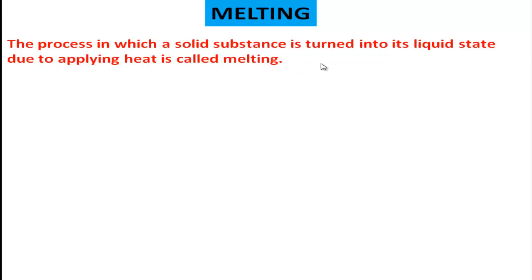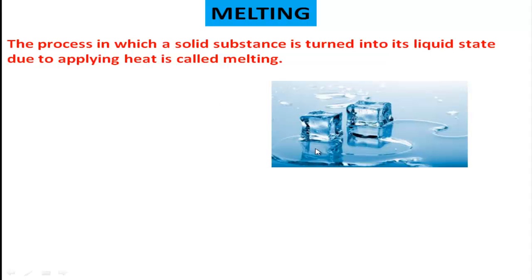That means when we want to melt something, what will we do? We just apply heat to that solid substance, isn't it? Only a solid substance can melt because it is in solid state. When we apply heat to that solid substance, it will consume that heat and convert into its liquid state. So when a solid substance turns into liquid state by applying heat, that process is called melting. Follow this picture. This is ice melting, isn't it?